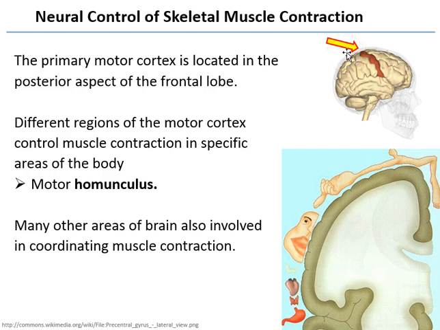Now, specific parts of this region of the cortex look after muscles in particular parts of the body. For example, here we have a region looking after muscles of the face. Here's a region looking after muscles of the hands. And we get this pattern of a human here. This is called the motor homunculus. What you'll notice is regions needing fine control, such as the fingers and the face, have more of this brain cortex region set aside for them.